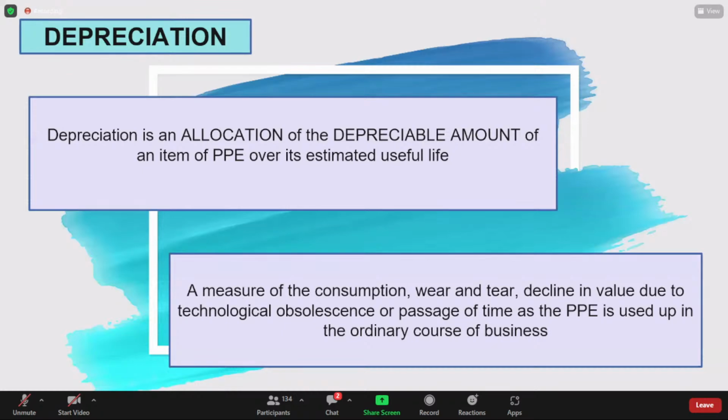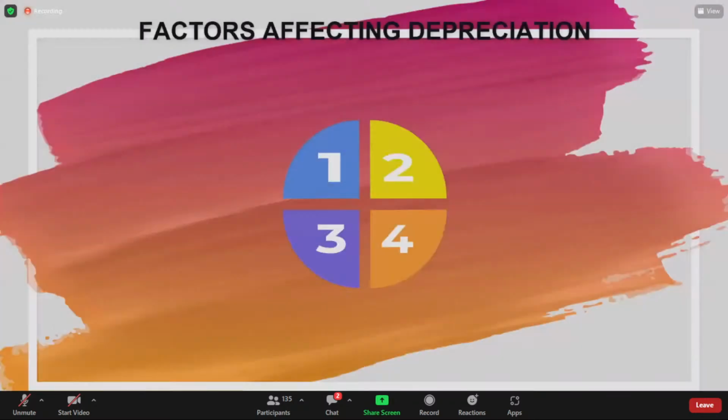Biasalah kalau kita beli satu mesin. Tahun pertama memang bagus. Tahun kedua mungkin dia akan rosak. So this is the wear and tear. So kita kena provide depreciation. So depreciation is a general yang akan bagi aset tersebut kurang value-nya. Okay, that is the general punya terms lah.